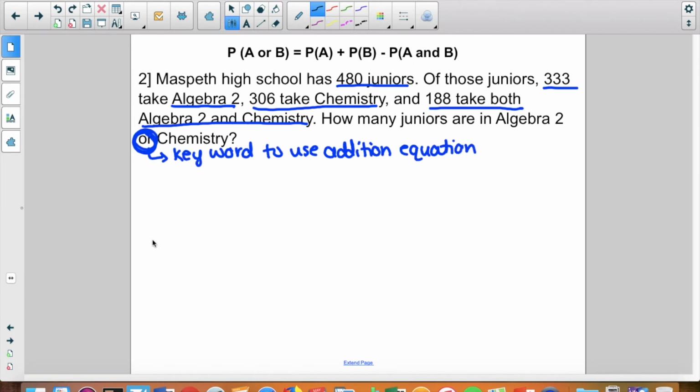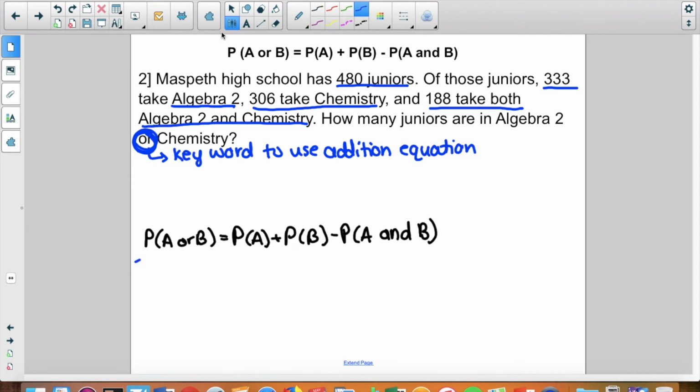Okay, so we are going to need to use the equation, the probability of A or B equals the probability of A plus the probability of B minus the probability of A and B. So we're going to need to identify what A and B are. So let's make A Algebra 2, which is your favorite class, I know. Let's make B Chemistry.